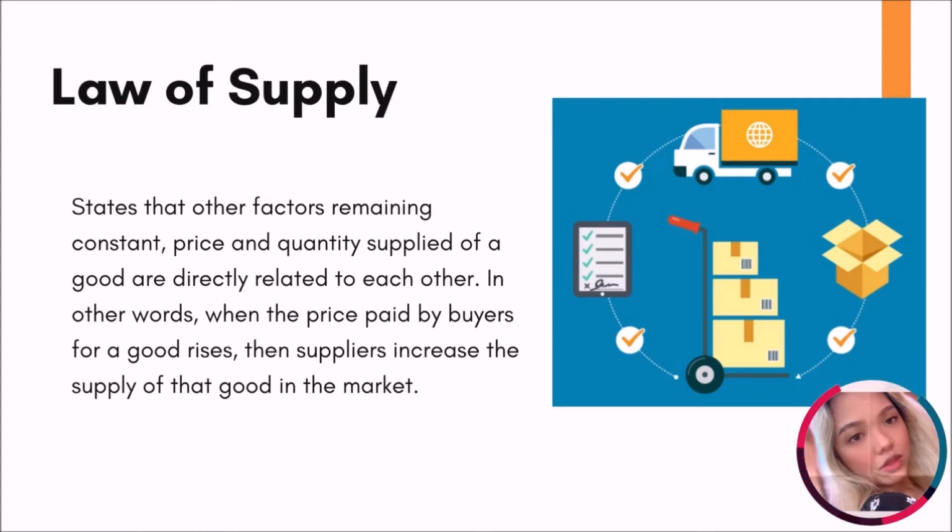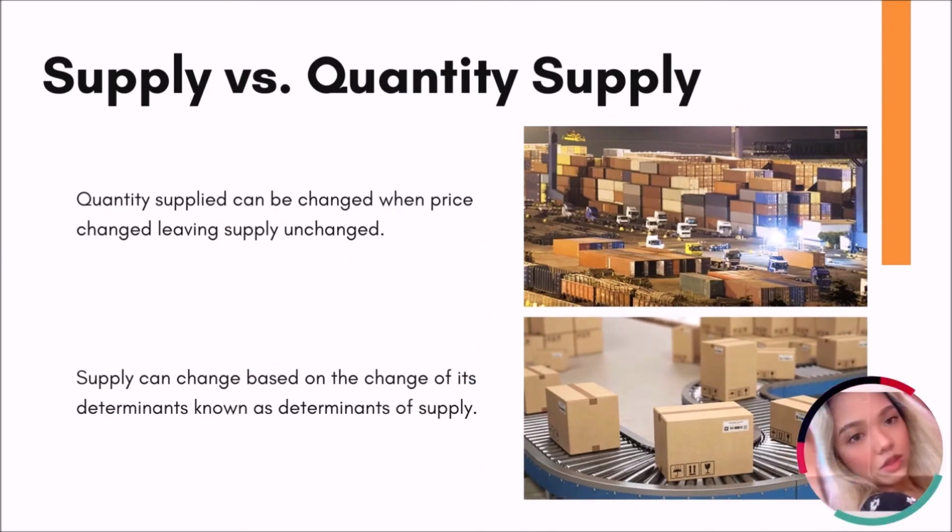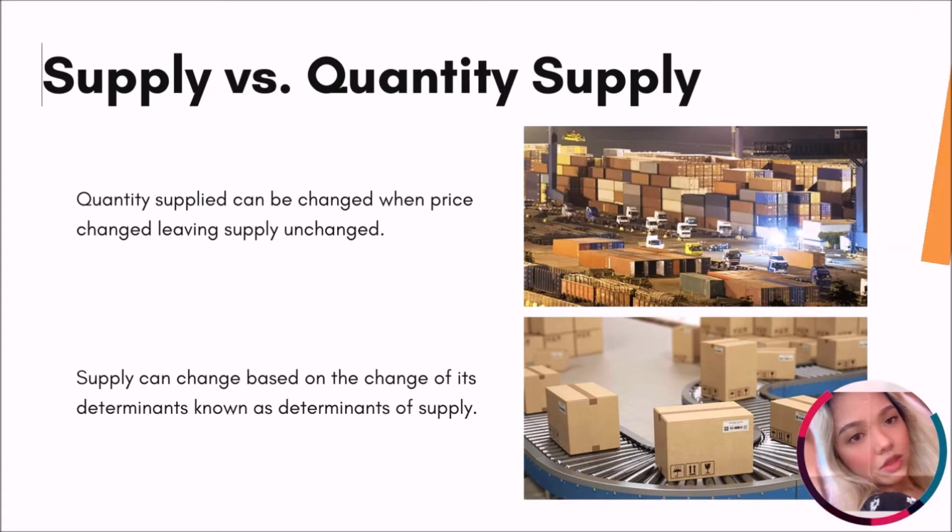When the price of a good rises, the supplier increases the supply in order to earn a profit because of higher prices. With the help of applying the law of supply, let us now differentiate supply from quantity supplied. Quantity supplied can be changed when price changes, leaving supply unchanged. This refers to the specific amount of good at a given price, while supply refers to the whole schedule and can change based on changes in its determinants, known as the determinants of supply.